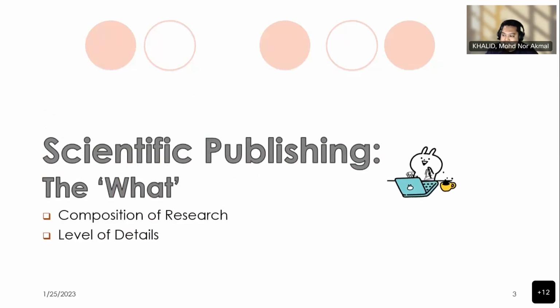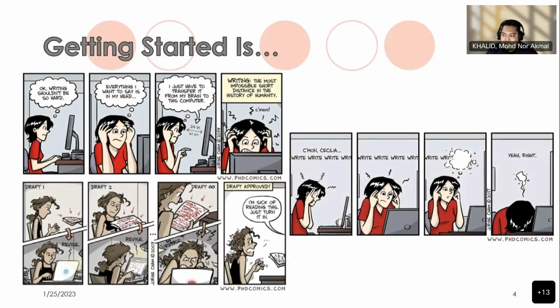So scientific publishing can be composed of several steps and some level of details. But before we start, I think everyone has been in these shoes. Sometimes you don't know what to write, or maybe you write a lot until you cannot write anymore, or you just don't have any idea what to write at all. The difficulty of transferring your idea to a paper usually requires a lot of effort from your side.